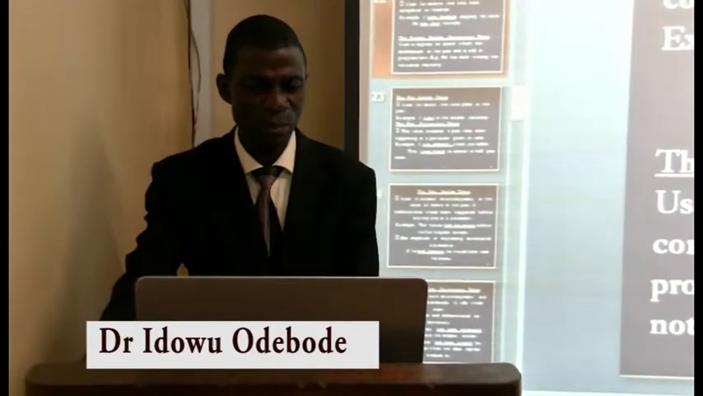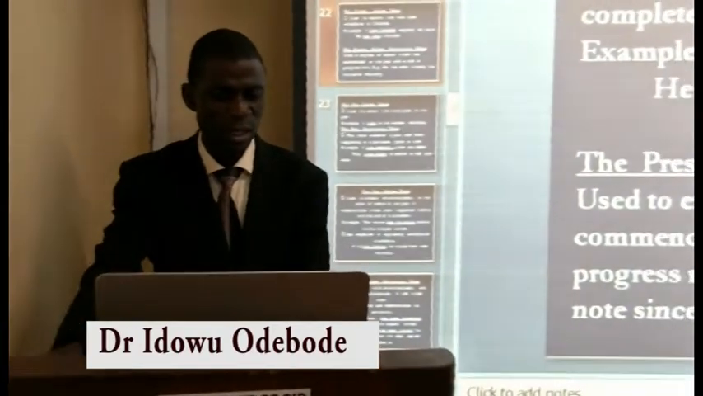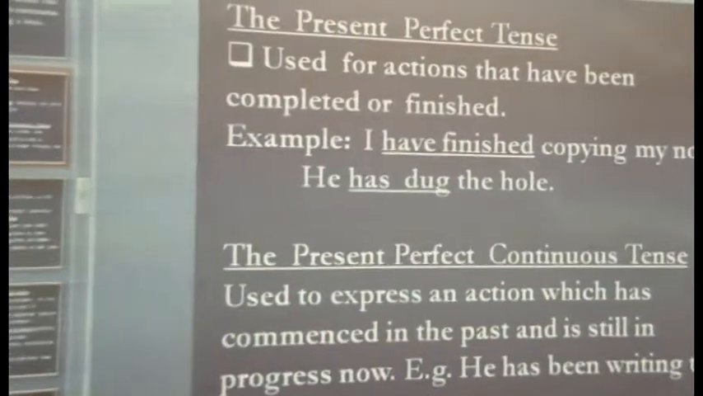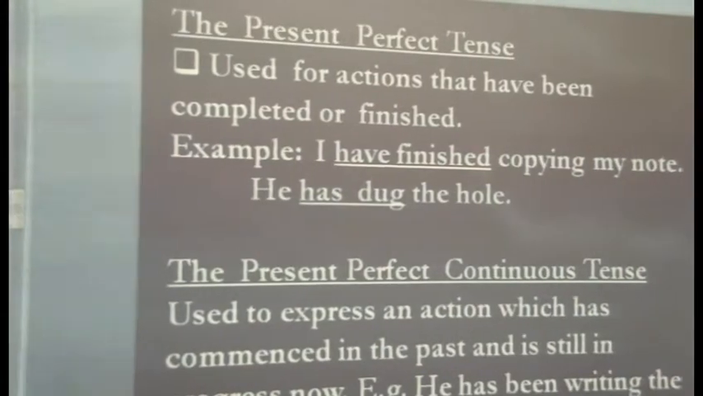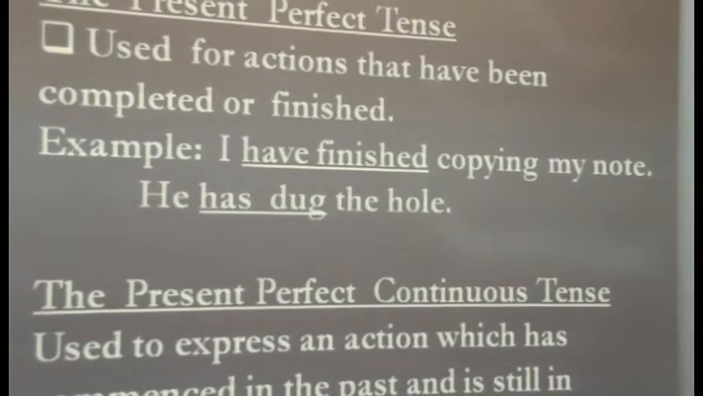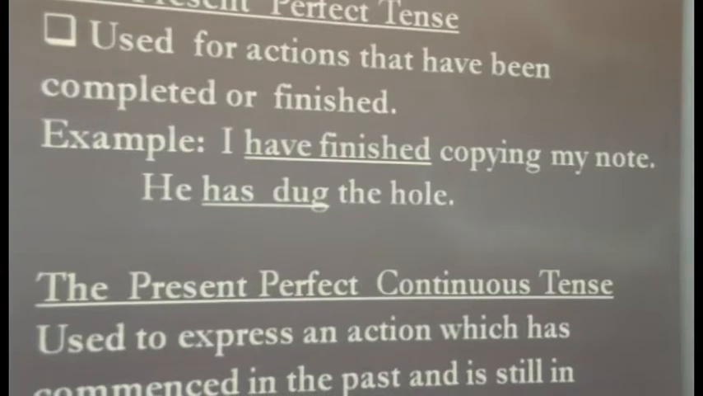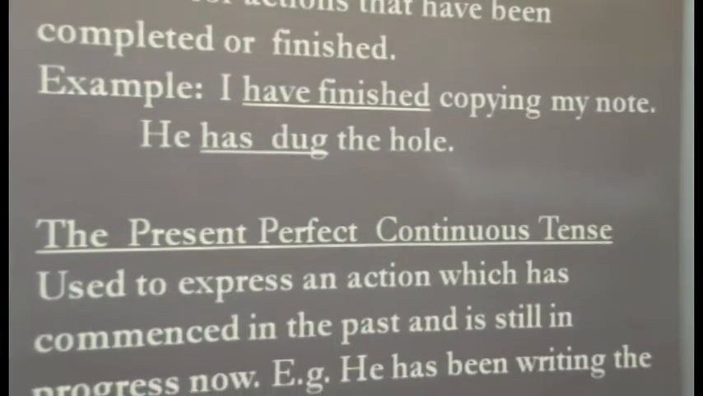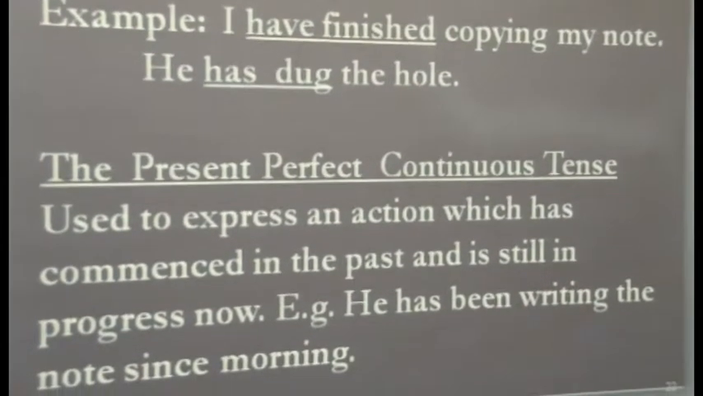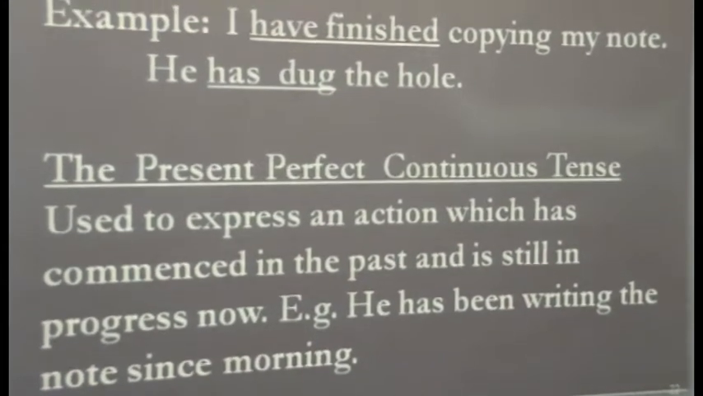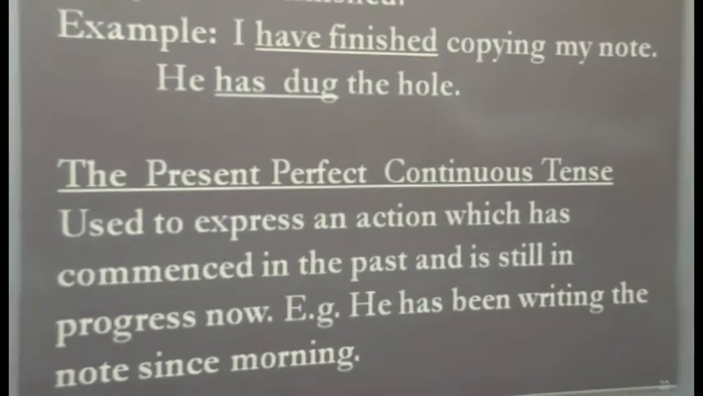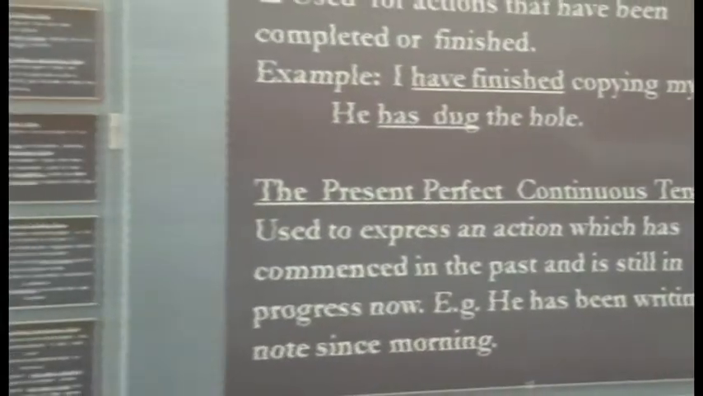The present perfect tense. This tense is used to express an action that has been completed or a task that is just finished or concluded. For example, I have finished copying my note. I have written my note. He has dug the hole. The present perfect continuous tense. This is used to express an action which has commenced in the past and is still in progress now. For example, he has been writing the note since morning. Obama has been campaigning for 7 months.